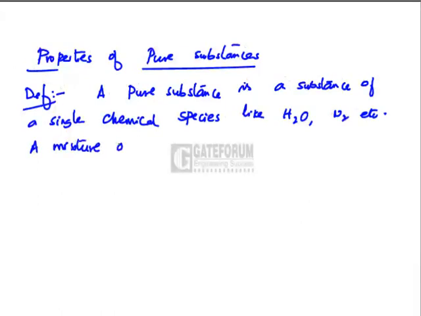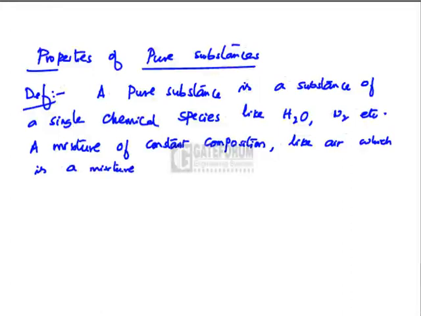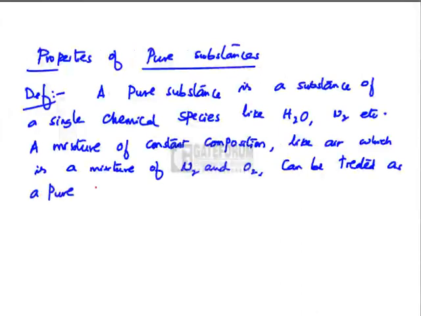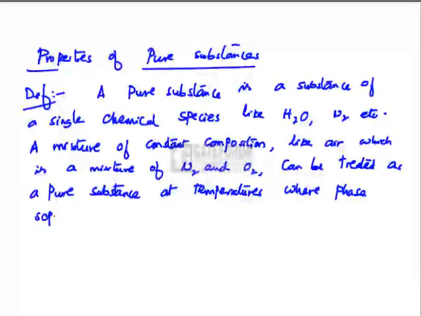A mixture of constant composition, like air, which is a mixture of nitrogen and oxygen, can be treated as a pure substance at temperatures where phase separation does not take place.